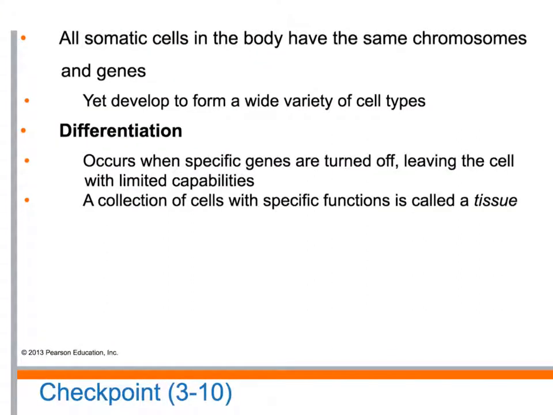All body cells, or somatic cells, in the body have the same number of chromosomes and genes, yet they develop to form a wide variety of cell types. Differentiation occurs when specific genes are turned off, leaving the cell with limited capabilities. A collection of cells with specific functions is called a tissue.